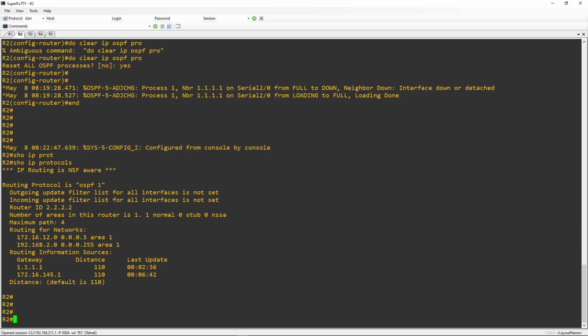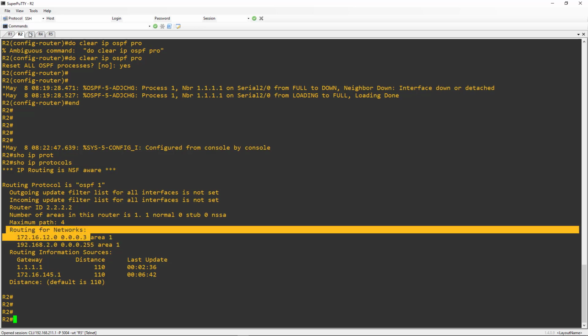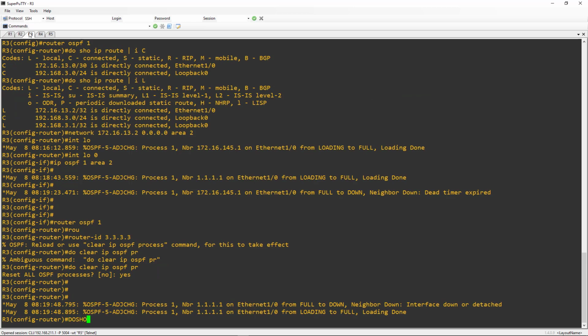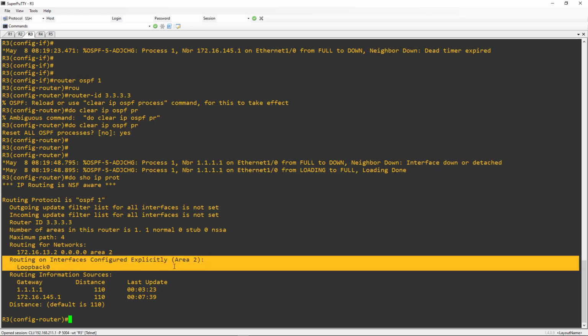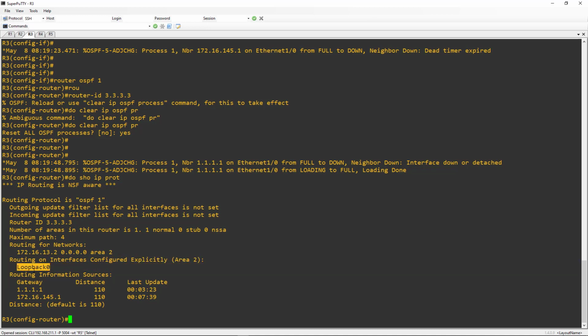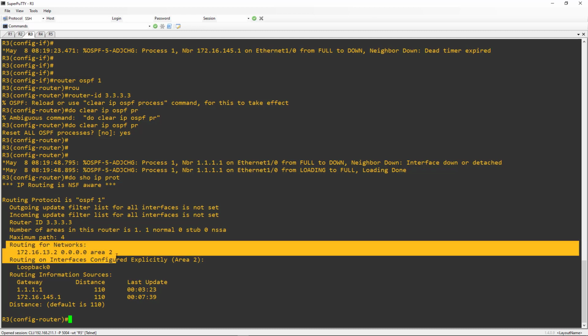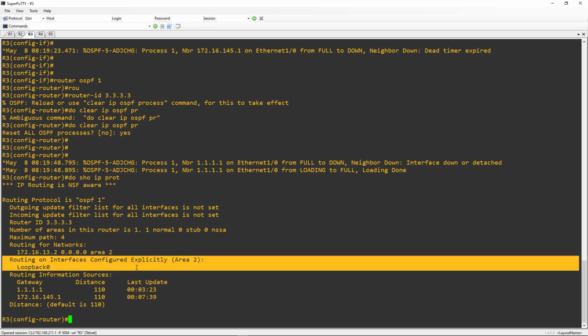If it was done on the interface, let's go to router 3, for example, and do a show IP protocols. All right, you can see here that we actually enabled the protocol directly on the interface in this case, and it indicates that it was configured explicitly on the loopback interface. So this routing for networks is how we entered our network statements, and this indicates that we actually configured the protocol directly on the interface. All right. So we can verify that with show IP protocols.